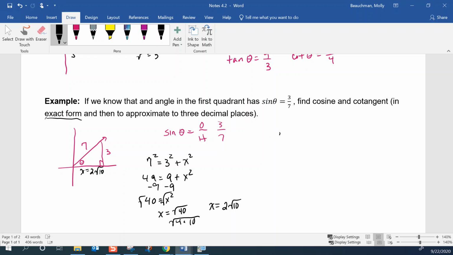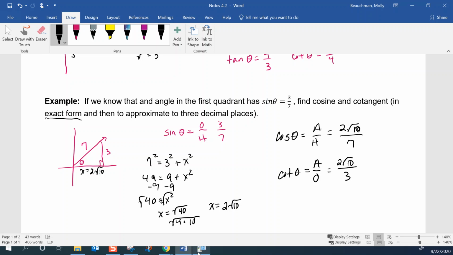So if I want to find cosine, that's adjacent over hypotenuse. The adjacent side I just found was 2 times the square root of 10, divided by the hypotenuse, which is 7. That's in exact form. The cotangent is the reciprocal function of the tangent. Tangent is opposite over adjacent, so cotangent is adjacent over opposite. And that would be 2 square root of 10 divided by 3. So those would be in exact form.